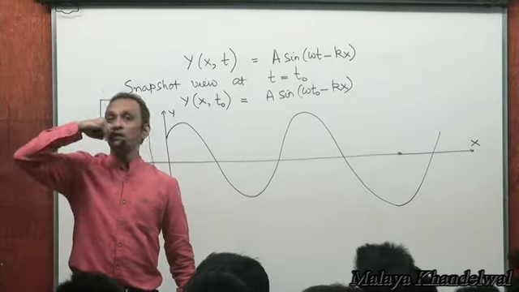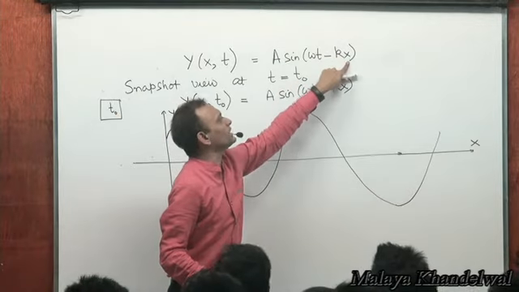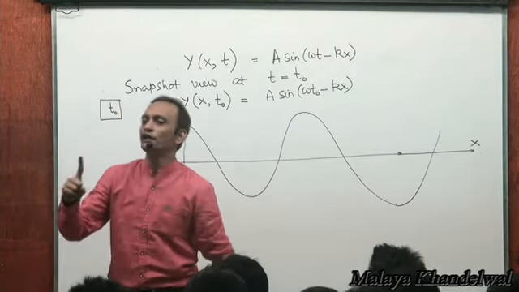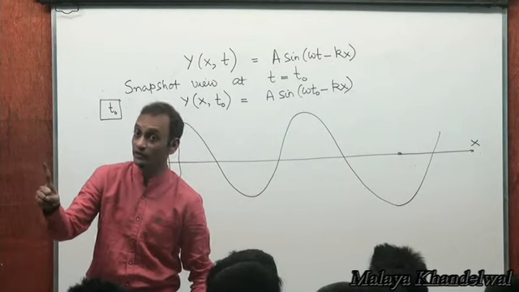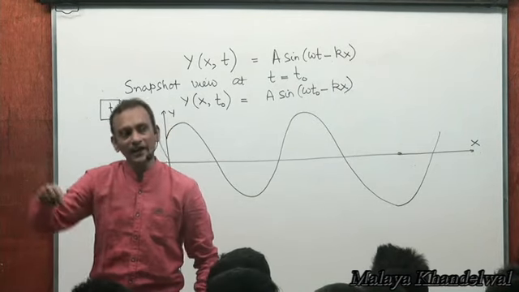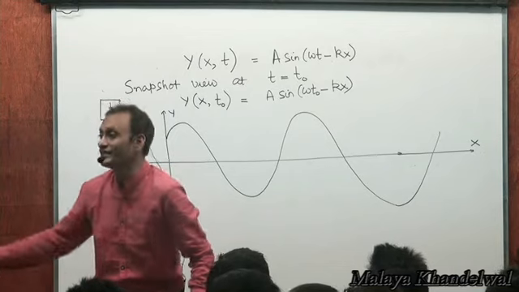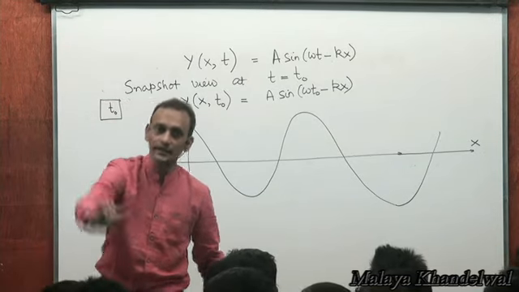Now, say this is a wave. Moment I write omega t minus kx or kx minus omega t, it'll always be a wave traveling in the positive direction of the x-axis. But if I write omega t plus kx, it's going to be a wave traveling in the negative direction of the x-axis, right?